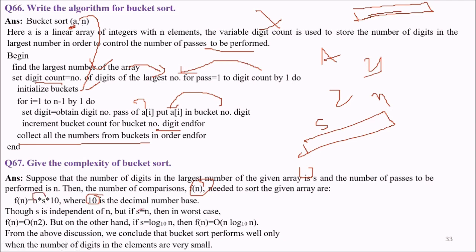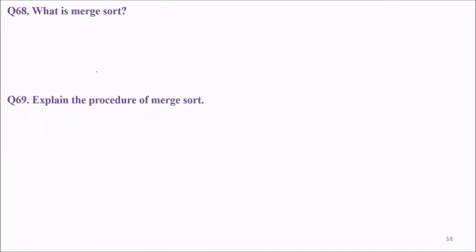But if s equals n, somehow the worst case will happen, so it will be order of n squared. But if s is equal to log base 10 of n, which sometimes happens, then the function will go down to n log n, with the base being 10. So we conclude that the bucket sort performs well only when the number of digits in the elements is very small. That does not happen always.